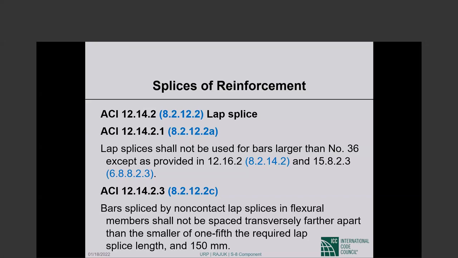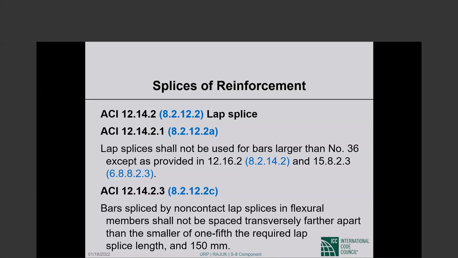I don't remember. Okay, bars spliced by non-contact lap splices. There are such things. Lap splices, the bars that are being lapped do not necessarily have to be in contact. There are non-contact lap splices. And you can transfer stress by non-contact lap splices.